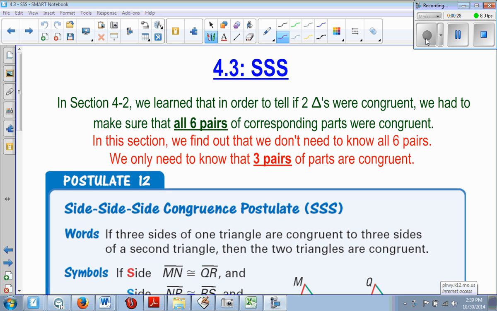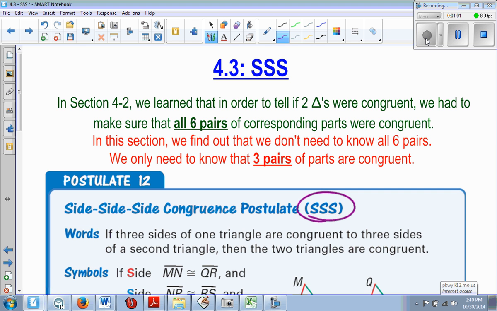Now, we worked through a problem about doing that in class the next day, and we found out that it was a very, very long process because you have to show so many congruencies. So what we learned through the rest of the unit is that you actually don't need all 6 pairs of congruent parts. You actually only need 3. Depending on what 3 pairs you're able to find will tell you which congruence postulate or theorem you can use. Today, the first one we're going to deal with is called SSS.